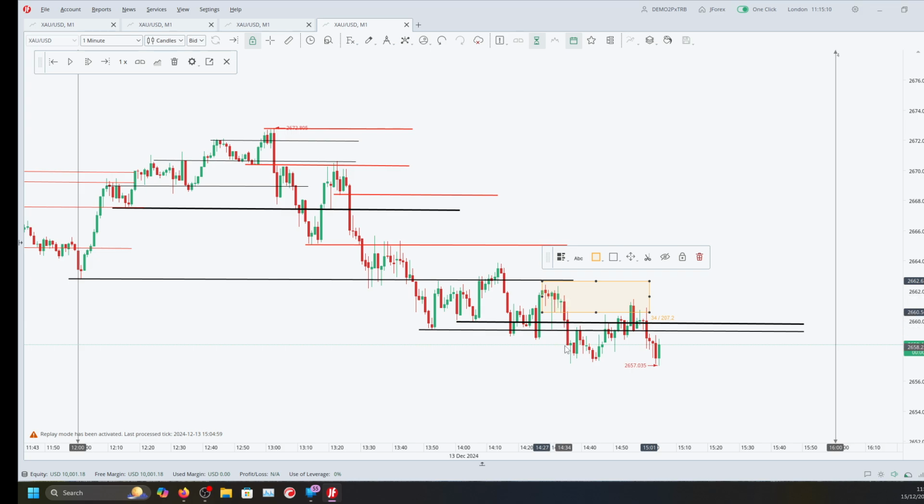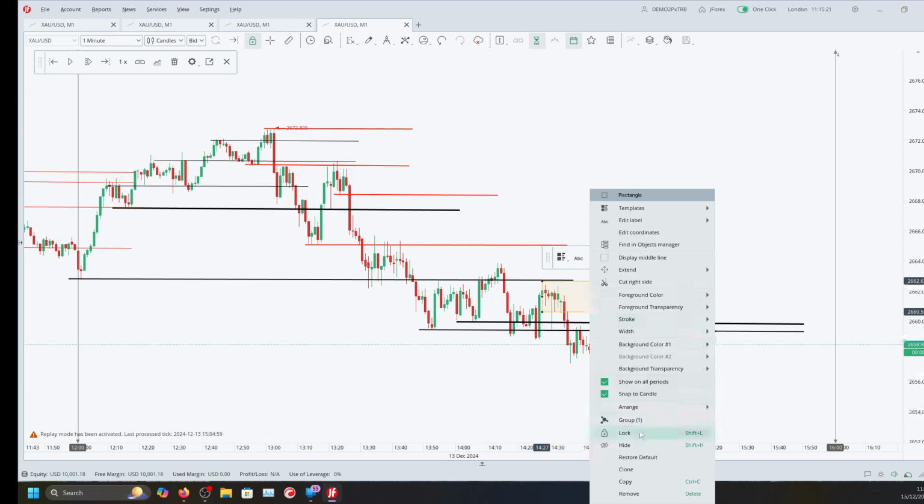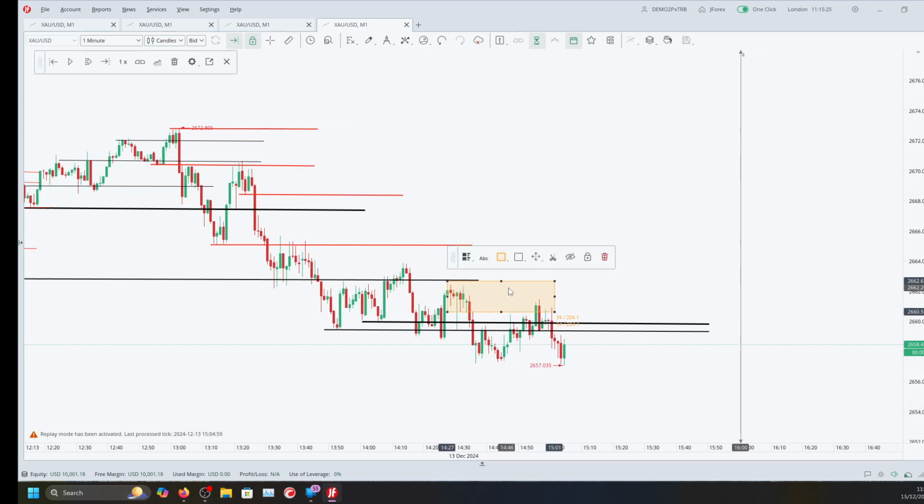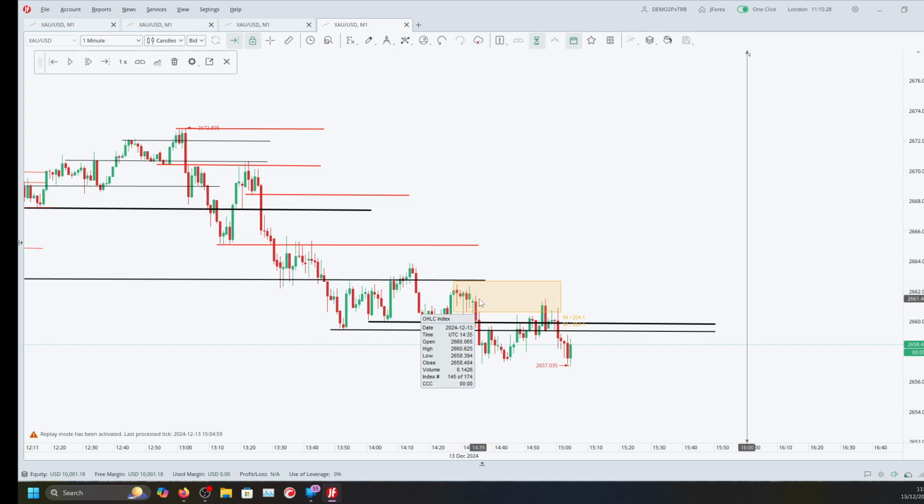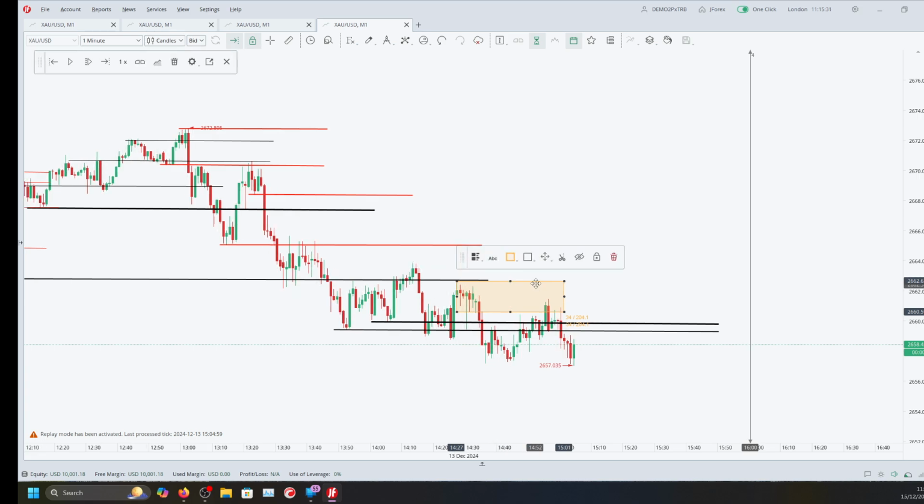So that's where price rejected out of this low here and went. See, price rejects out of the low, comes back in, rejects again. So now what are we getting from here?